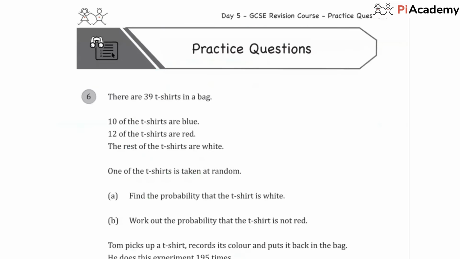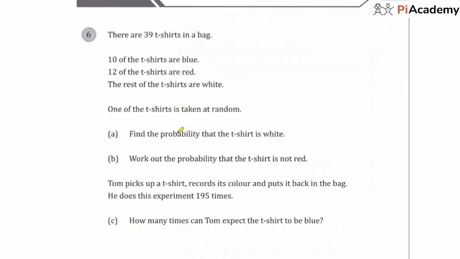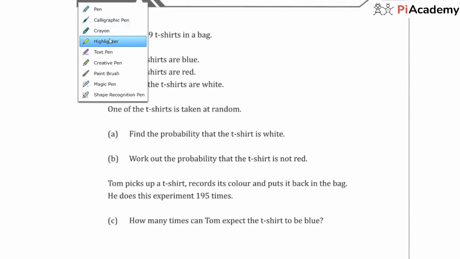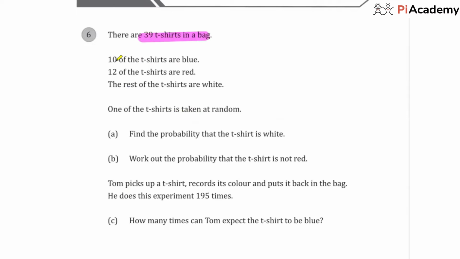Now, here you go. There are 39 t-shirts in a bag. This is to do with probability. 10 of the t-shirts are blue, 12 are red, and the rest are white. One of the t-shirts is taken at random. Find the probability that the t-shirt is white. Work out the probability the t-shirt is not red.